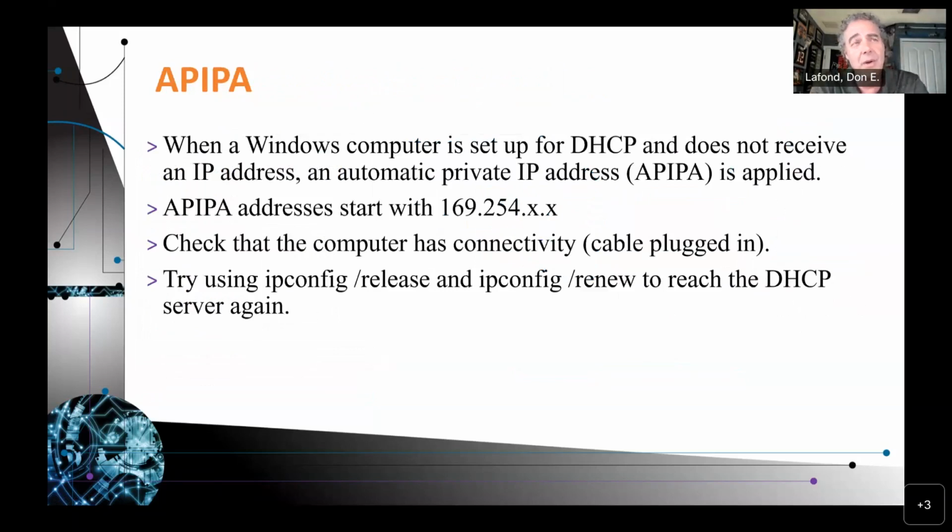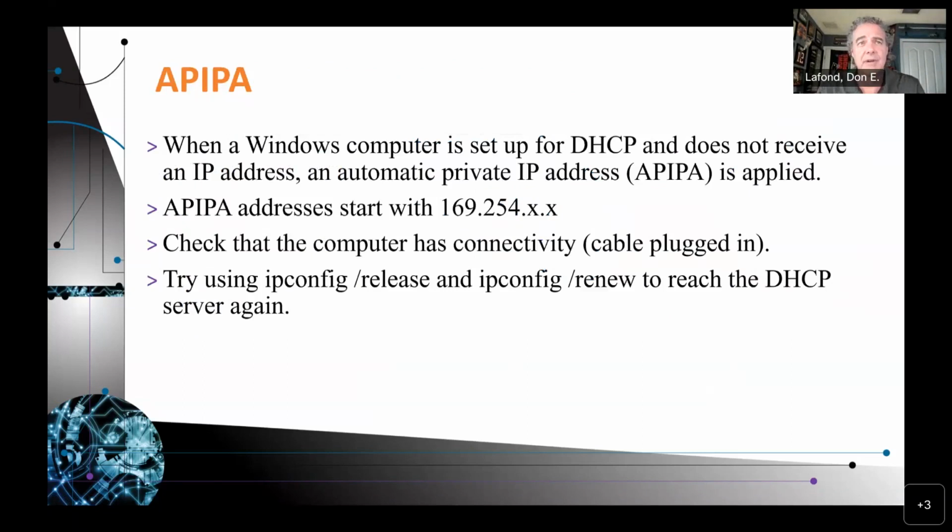APIPA. So when a Windows computer is set up for DHCP, but it does not receive an IP address from a DHCP server, an automatic private IP address, APIPA, is applied. Now, APIPAs, you'll recognize them because they start with 169.254.